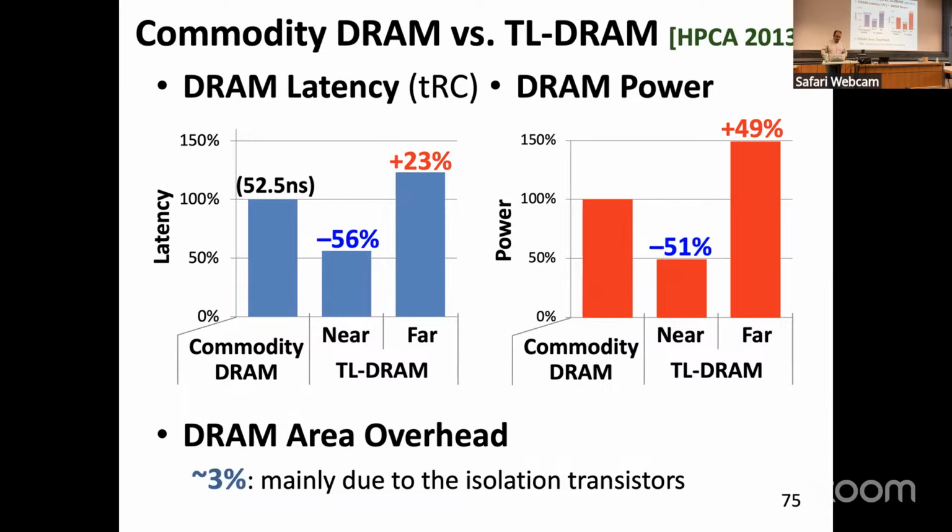The DRAM area overhead is somewhere around 3% based on the estimation of this work. That 3% comes from those isolation transistors. Those transistors still need to be powerful, so you cannot put in a small transistor because they are trying to isolate the bitline. The bitline is actually a relatively wide wire, so that transistor also should be powerful enough to drive the current nicely.